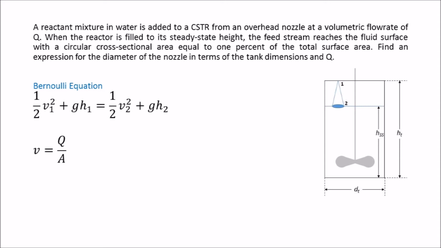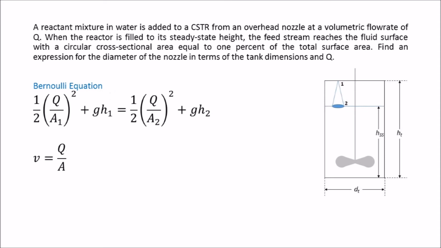We can substitute volumetric flow rate divided by cross-sectional area for our velocities at each point. We know that the height at point 1 is equal to the overall height of the tank, and that the height at point 2 is equal to the steady-state height of our reactor bulk. We are given that the cross-sectional area at point 2 is equal to 1% of the cross-sectional area of the tank.